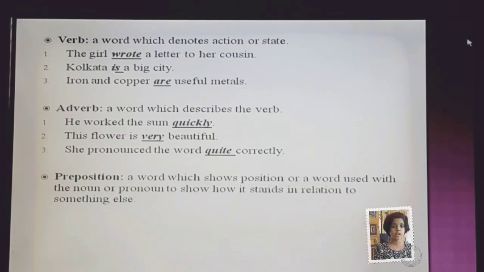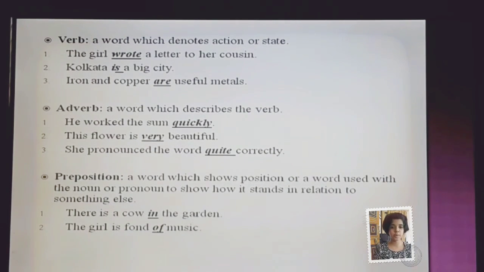Preposition: a word which shows position, or a word used with a noun or pronoun to show how it stands in relation to something else. There is a cow in the garden. The girl is fond of music. A fair little girl sat under a tree. Here, in, of and under show position, so they are prepositions.